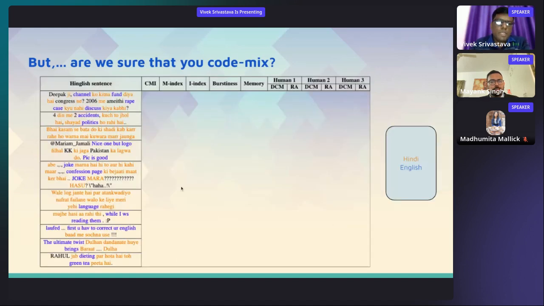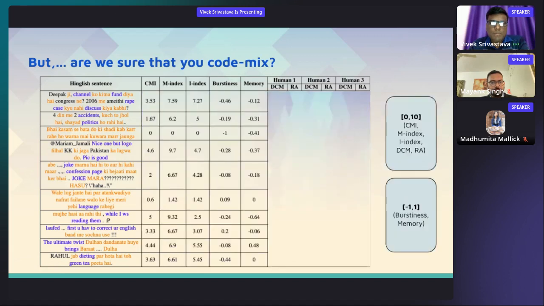So we have 10 different datasets, and we picked one sentence from each of the datasets. The Hindi tokens here are marked with orange color, the English tokens with blue color. The first thing that we did was compute all the 5 different metric scores that we have discussed earlier, and we normalized the CMI, M index, and I index to the range of 0 to 10, so that they are in a similar range to DCM and readability. Burstiness and memory are in the range of -1 to 1.